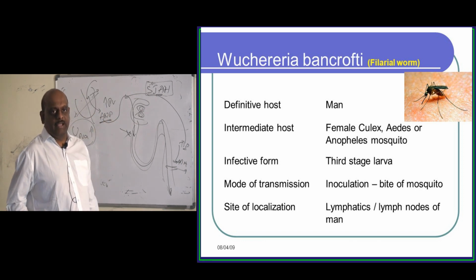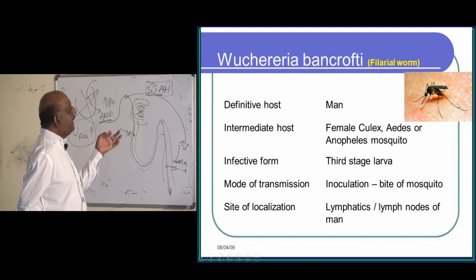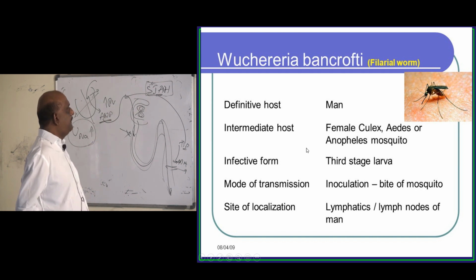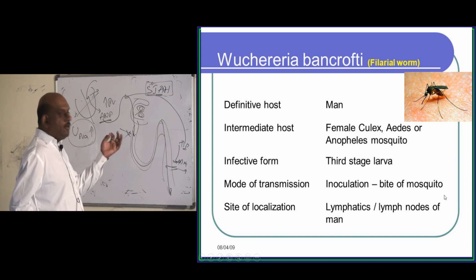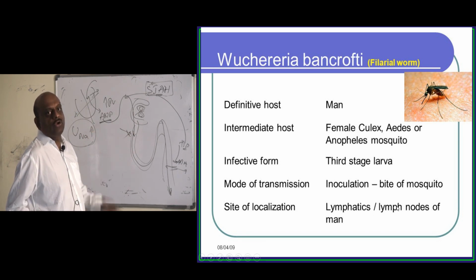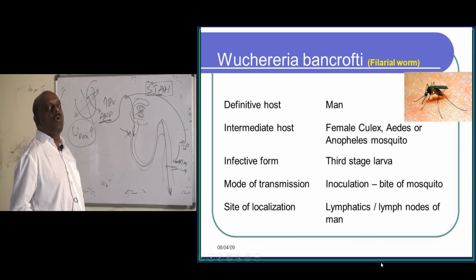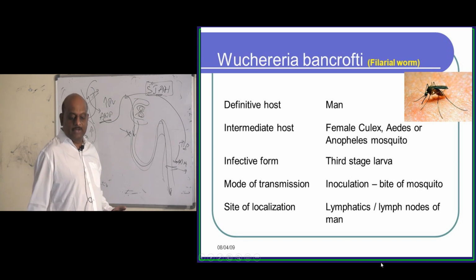Wuchereria bancrofti. Definitive host is man. Female Culex, Aedes or Anopheles is the intermediate host. Infective form is a third stage larva. Mode of transmission is by inoculation, bite of the mosquito, and it localizes to the lymphatics and lymph nodes, which you have to be 100% sure about.